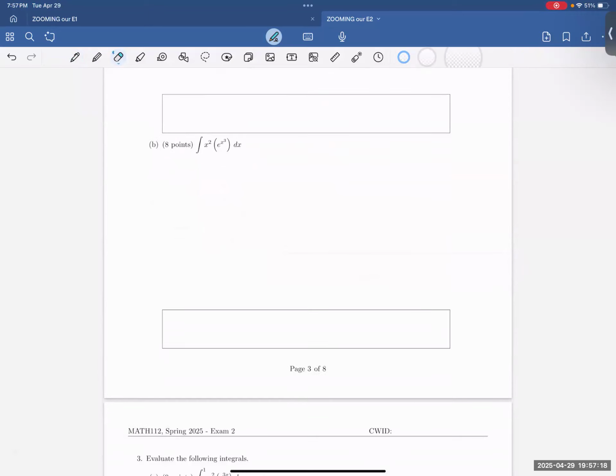Some of you, I'll tell you, did integration by parts here. You made u x squared, that would make du 2x dx. And then you made dv e to the x cubed dx. But then here's the problem. There's no antiderivative for that. So that doesn't work. Instead, do u sub, and let's switch colors.